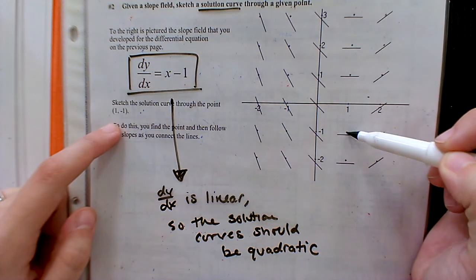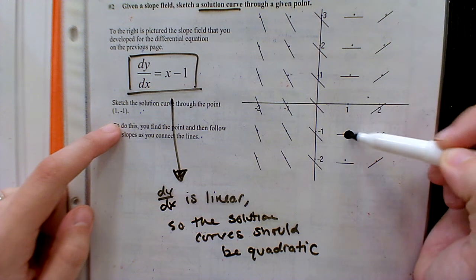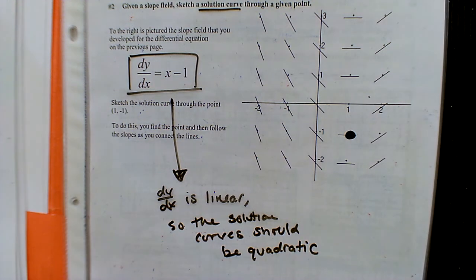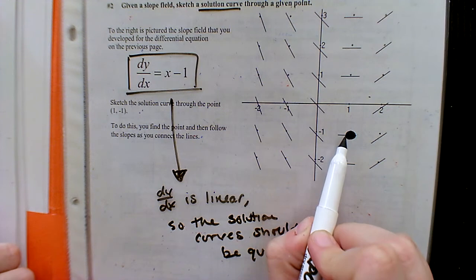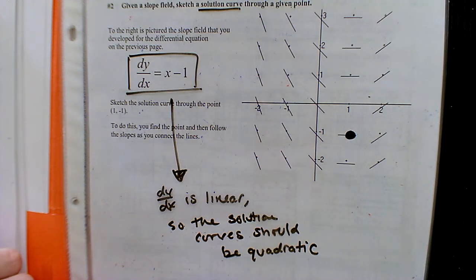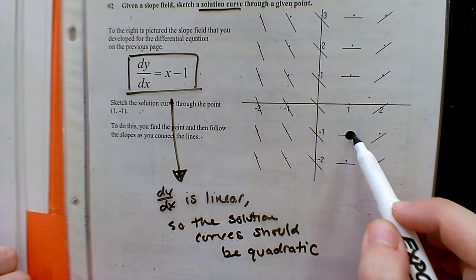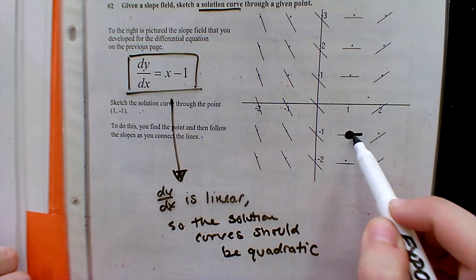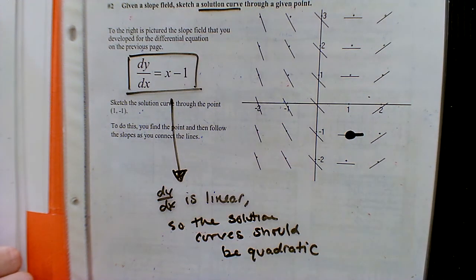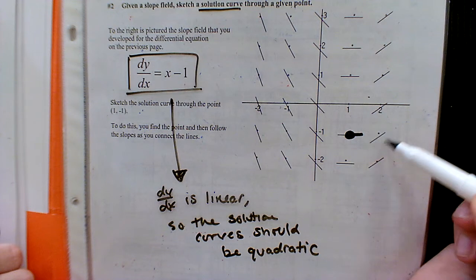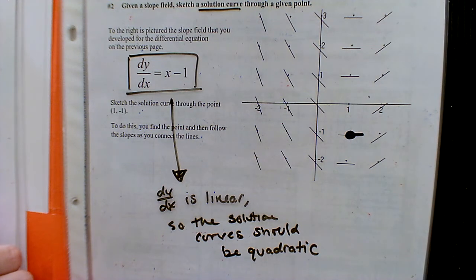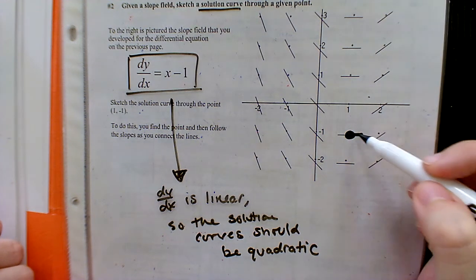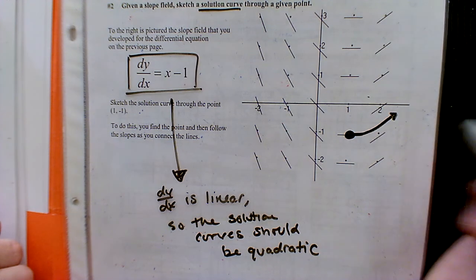So 1, -1 is right here. Let's go ahead and put a dot there. And we're going to trace the slopes to the left, trace the slopes to the right, and we're going to let the slopes be our guide. Maybe we'll try the right side first. So this point that we plotted, we know it has a slope of 0. So we're going to start off drawing it flat. But the further we go to the right, notice how the slope starts to become positive. So our graph should be increasing, like that.